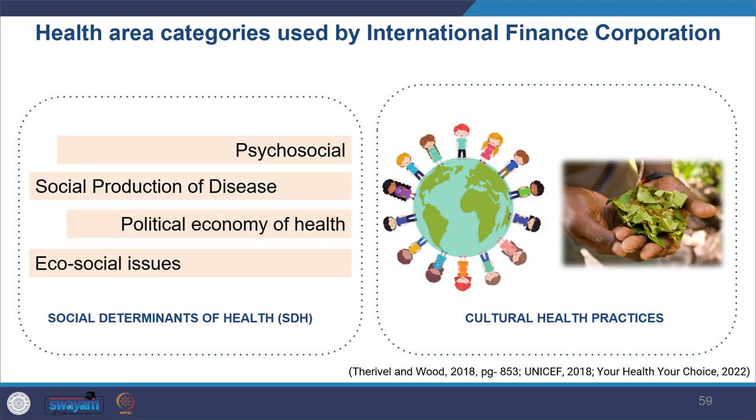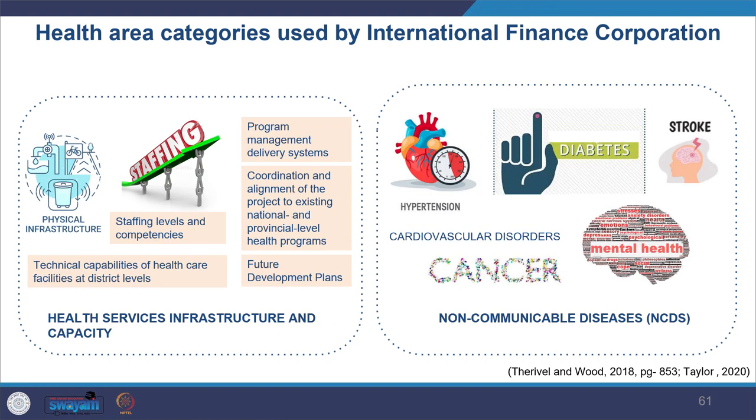Then you have social determinants of health, SDH, the psychological, social production of disease. Then you have cultural health practices, the role of traditional medicine providers, indigenous medicines, and unique cultural health practices. So those categories are there. Then you also see health service infrastructure and capacity. Then you have non-communicable diseases. So that was from IFC.